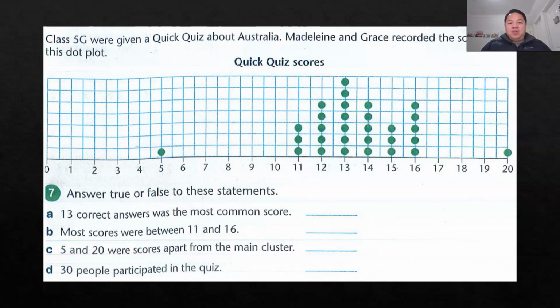Most scores were between 11 and 16. Is it true or false? I leave it to you again. 5 and 20 were scores apart from the main cluster. Is it true or false? 30 people took part in the quiz. Again, go and find out whether it's true.